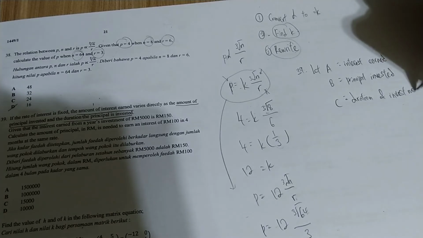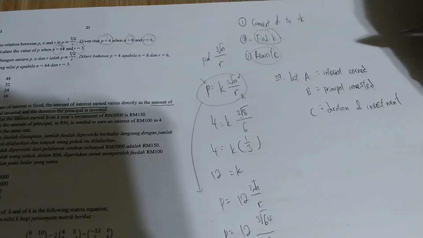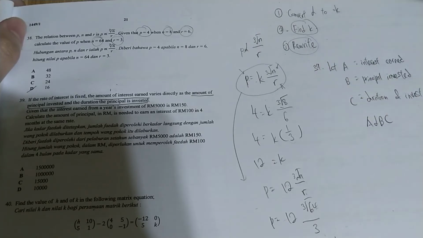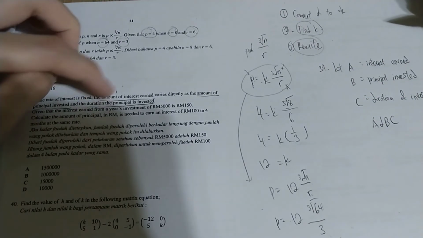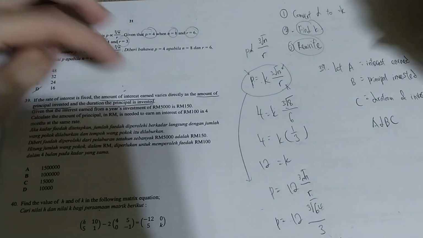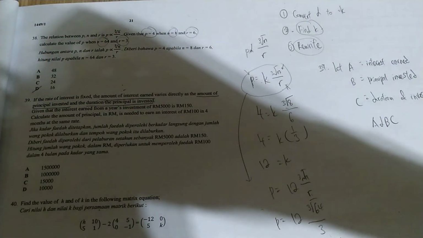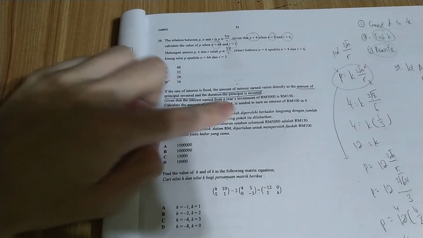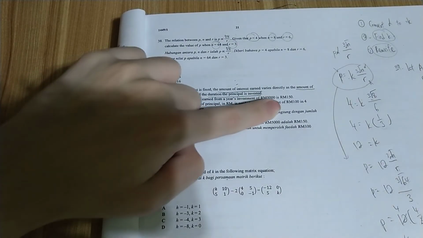I do this because I senang tulis. I want to senang tulis so that I can write A varies directly as BC. Because they say the amount of interest varies directly as amount of principal invested and the duration, means A varies directly as B and C lah. Itu maksud dia. So that's why I jadikan dia A, B, C supaya dia senang tulis macam ni. Next dia kata apa? Given that the interest earned from a year's investment of 5,000 is 150.